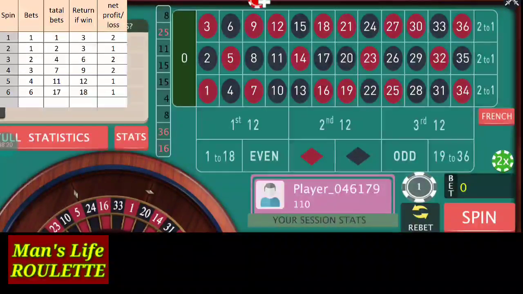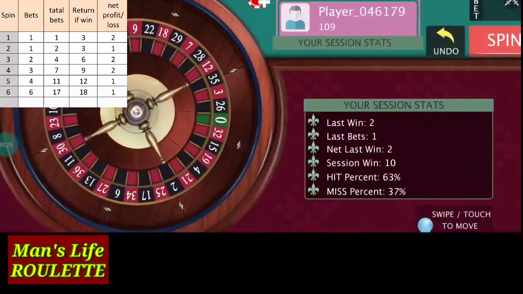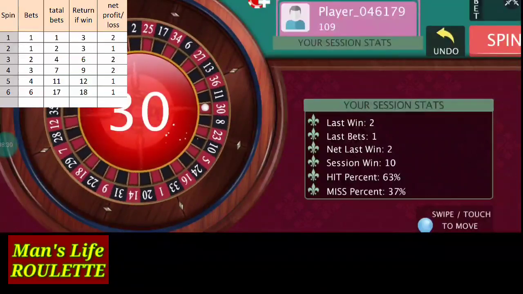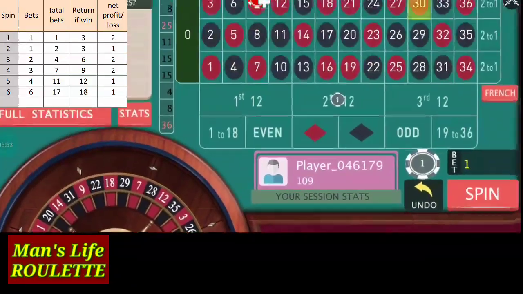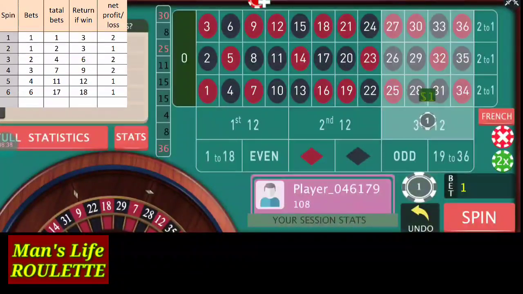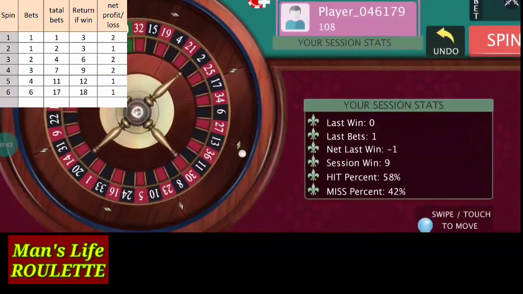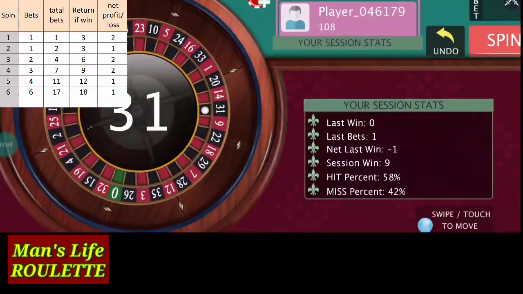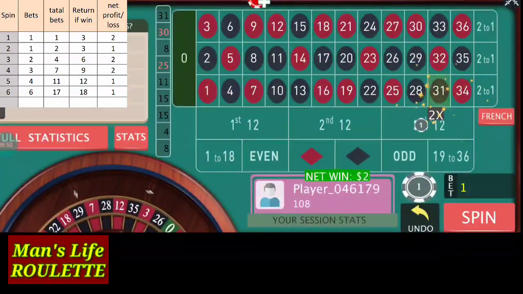So again let's start another fresh cycle with the second dozen this time. This is the first spin of this cycle. This time I lose, so I have to move to the second spin. So this time $1 at the third dozen. What I am doing is selecting the dozen quite randomly. There is no logic behind selecting or deciding the dozen. So this time also I win. So this cycle is also completed.